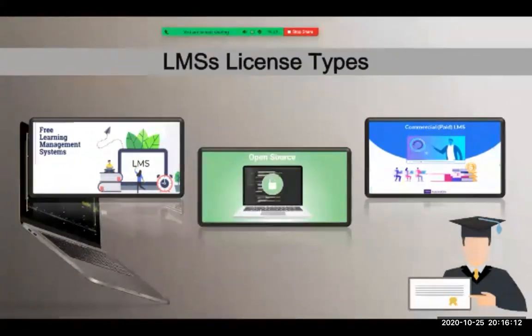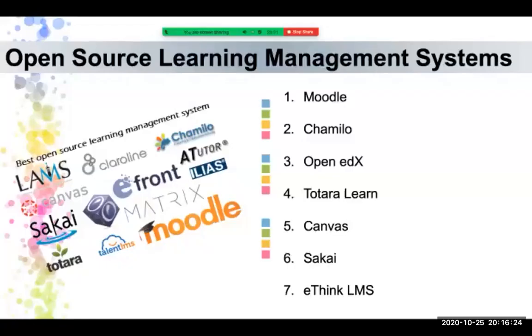For example, the open source and free learning management systems are available, so why do we need to go for the commercial and paid LMS, and what is the difference between them? First, we need to discuss open source learning management systems. Moodle is on top, and there are many others, like Canvas and Sakai, also open source systems. What does it mean, and how can we differentiate it from the other two?